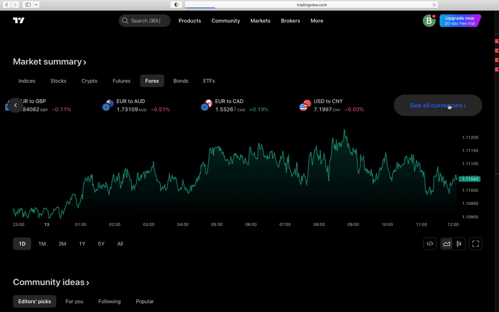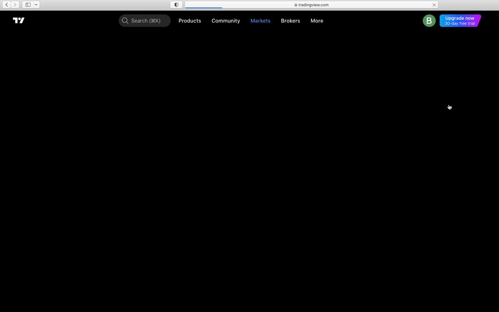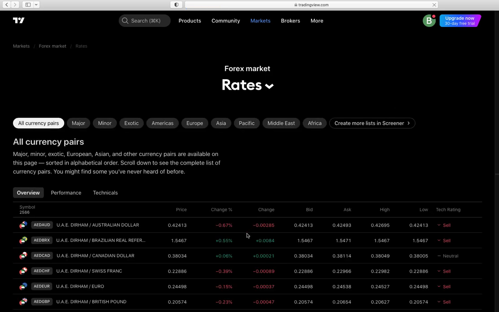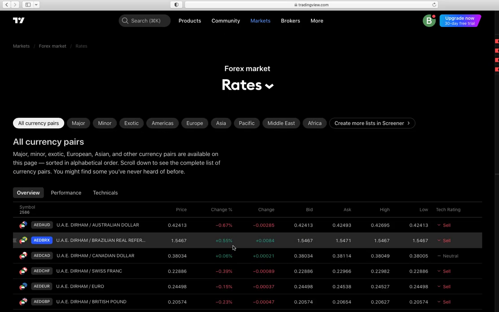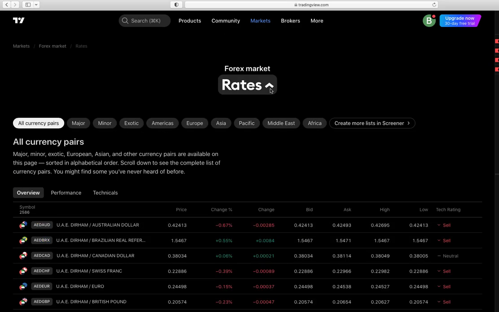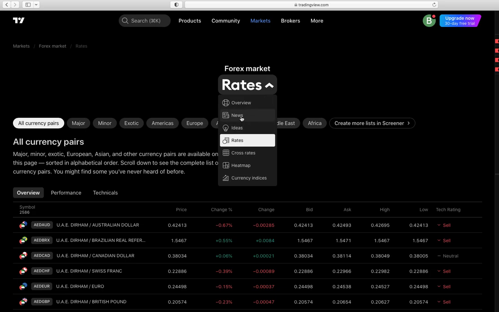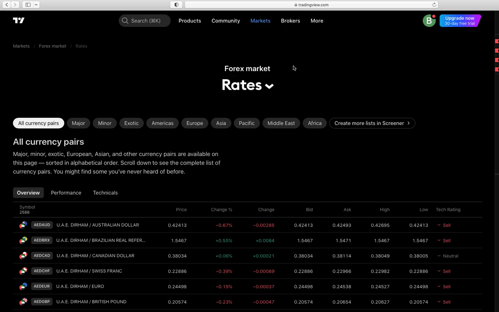If you want to see all currencies, you can click on see all currencies and you're able to see more. Some are not available on your broker platform, so you may not need them. Click on rates. Do you want the ideas? Do you want the news? Do you want the cross rates, heat maps? Anyhow you want to, just make sure that you understand how to navigate. How to navigate is very, very important.